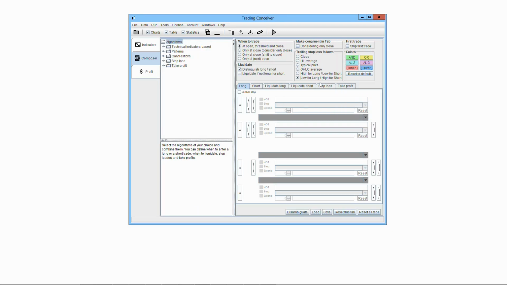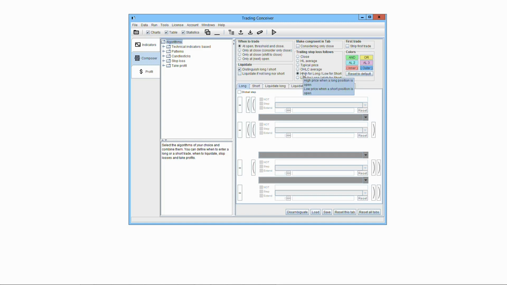Trailing stop-loss algorithms follow the price. In the Trailing stop-loss follows pane, you can select exactly what price. Close, this is the standard in literature. HL average, the average between high and low. Typical price, the average between high, low and close. OHLC average, the average between open, high, low and close.